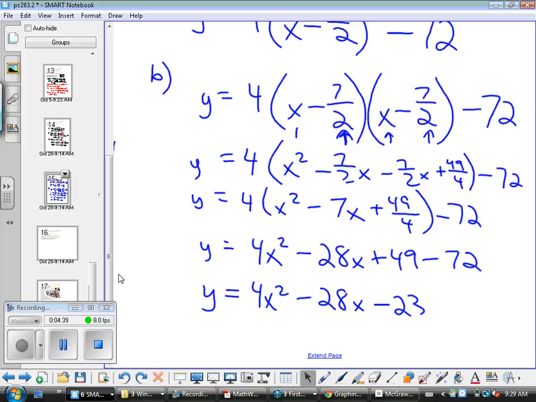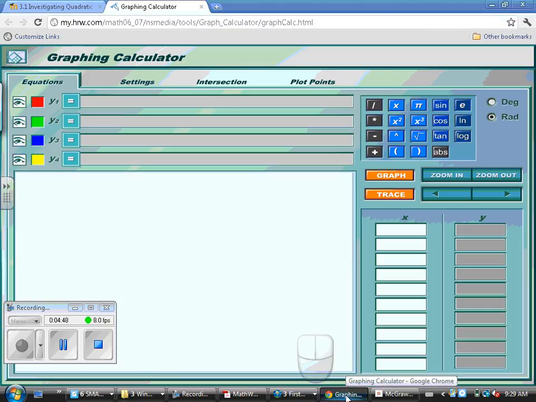It's just the kind of math that you've been doing for a while that allows you to work back between the two. Another way to do it is to use the graphing calculator or graphing software. So use technology in your book. Here's what I'll do. I will put the function in standard form in there, so 4x squared minus 28x minus 23.